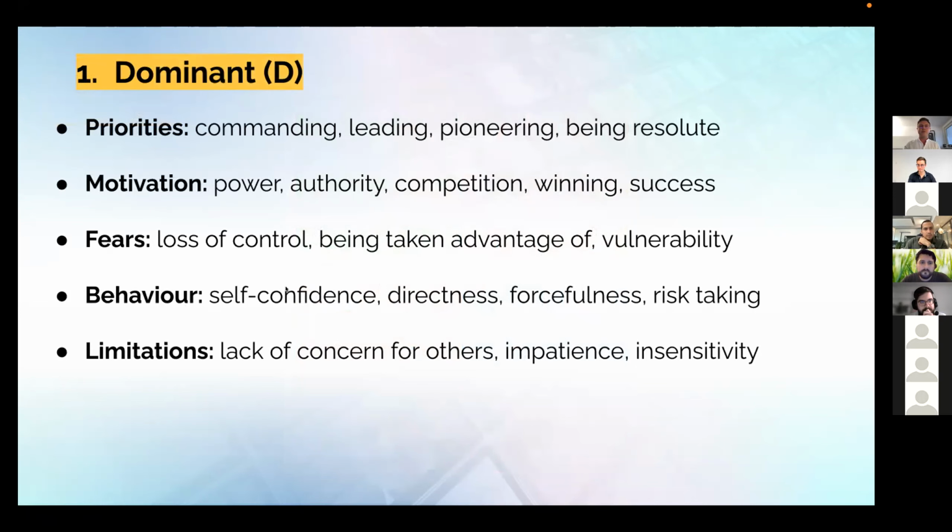So dominant, that was the left upper corner, and you can see here always the priorities, the motivation, the fears, the behavior, and the limitations of the personalities. So if you're a dominant personality, then you have priorities like commanding, leading, pioneering, and being resolute. And you have motivations like power, authority, competition, winning, success. And fears, the loss of control, being taken advantage of, and being vulnerable. And the behavior, obviously dominant people are really self-confident, direct, sometimes a little bit forceful, and they love risks. And the limitations of this profile are the lack of concern for others, and the impatience and insensitivity.